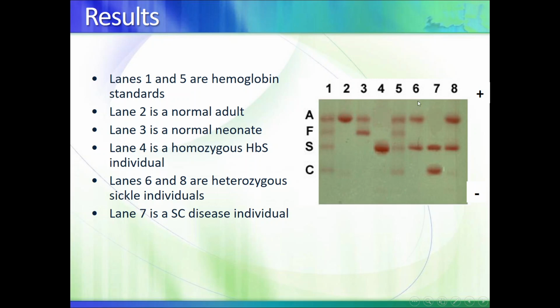Now lane number 6, you have two bands, HbA and HbS, and this individual is a heterozygote, this person has sickle cell trait. Lane 7, you have again two bands, HbS and HbC, so this person has HbSC disease. And number 8, HbA and HbS, again this person is heterozygous as well. So that's the technique that can be used to diagnose a person having qualitative hemoglobinopathy.